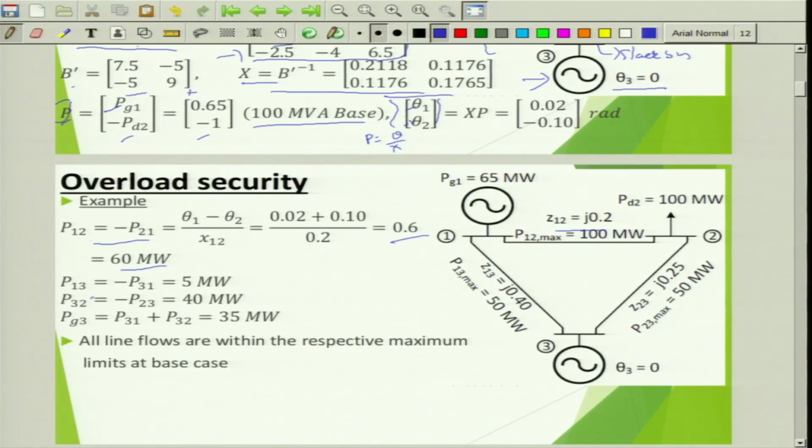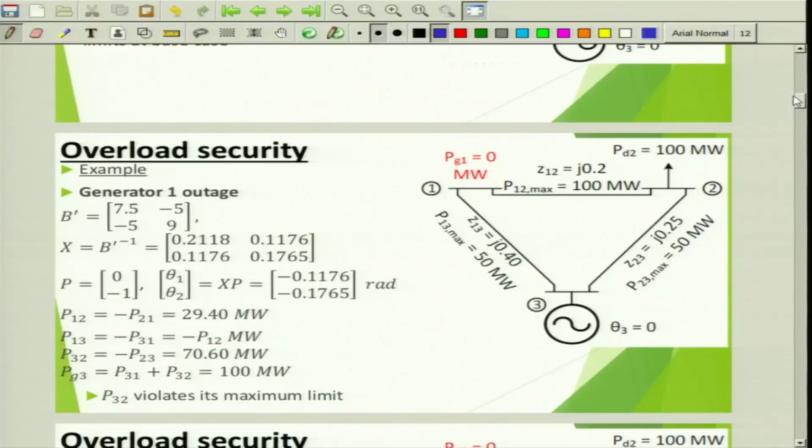So similarly obtain P13, P32, that is 5 megawatt and 40 megawatt. Then ultimately you get Pg3. Now you got all the line flows. Pg3 is nothing but P31 from generator perspective. This is P31 plus P32. P31 is minus 5, P32 is 40, so you will get 35. So check all the line limits, everything is within the limits. This is a steady state operating condition, everything is fine, working good.